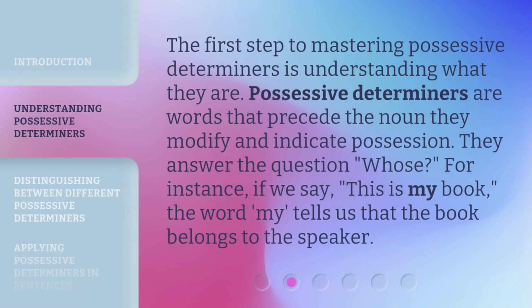The first step to mastering possessive determiners is understanding what they are. Possessive determiners are words that precede the noun they modify and indicate possession. They answer the question, whose? For instance, if we say, "This is my book," the word my tells us that the book belongs to the speaker.